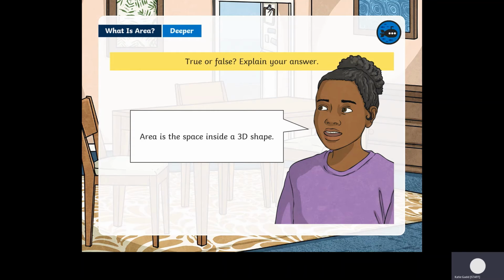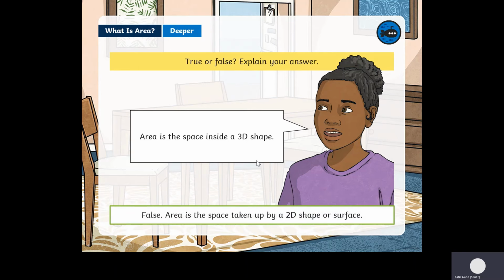Okay, did you think it was true or did you think it was false? Area is the space inside a 3D shape. So there's lots in this sentence that could be true. So I agree, area is the space inside. We know it's the space inside. However, I don't agree that it is a 3D shape. We know that area is the space taken up by a 2D shape or a surface. So that is actually a false statement, simply because this lady is saying it's a 3D shape, but it's not. It's the space inside a 2D shape.